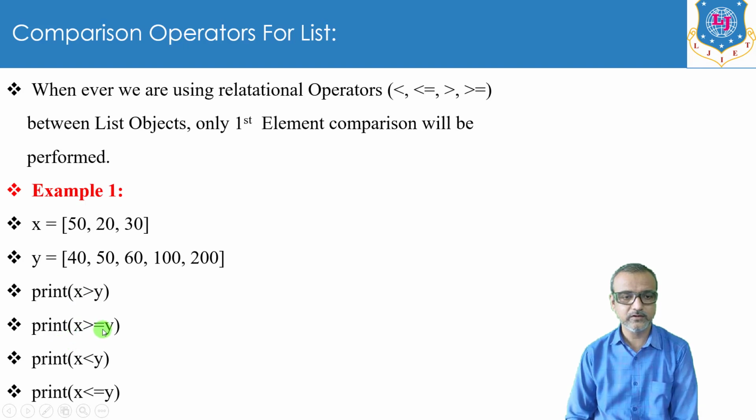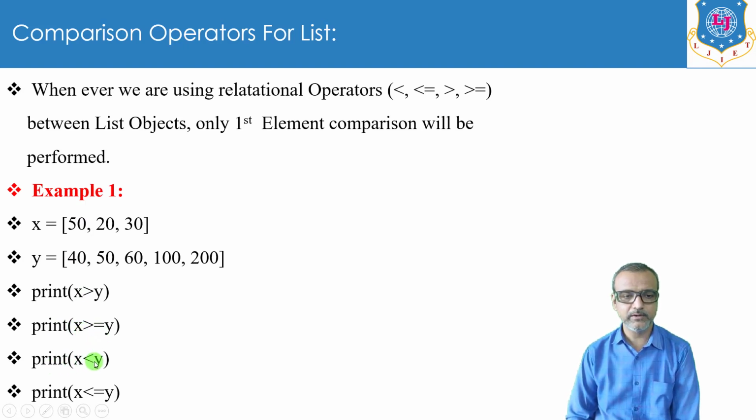Print X greater than or equals to Y, it will check the first element of list X and Y, and it will check whether this 50 is greater than or equals to 40 or not. If yes, it will give us true, and otherwise it will give us false. So definitely 50 is greater than 40. So the output of print X greater than or equals to Y will be true.